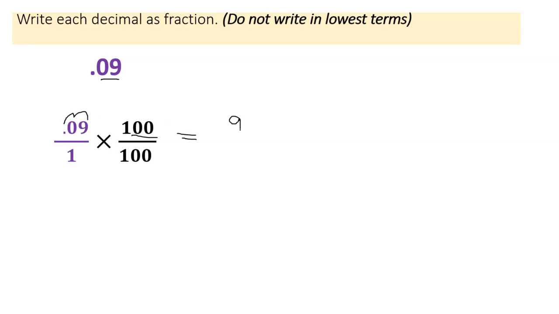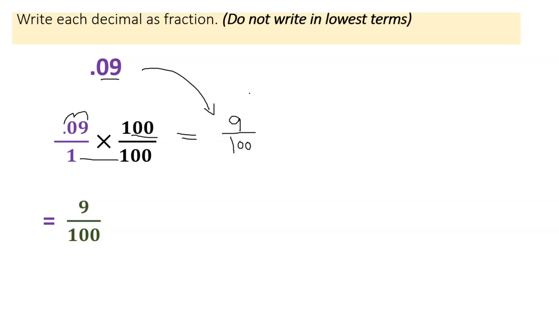The top number is going to become 9 over 1, times any number stays the same. So you will have 100 on the bottom. And we just changed a decimal into a fraction. So the final answer is 9 over 100.